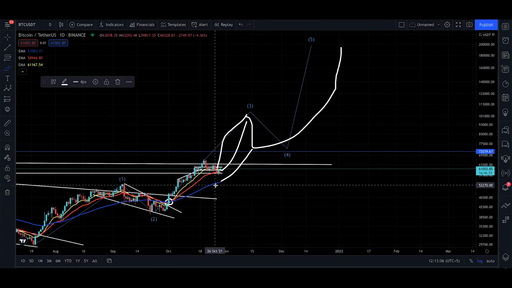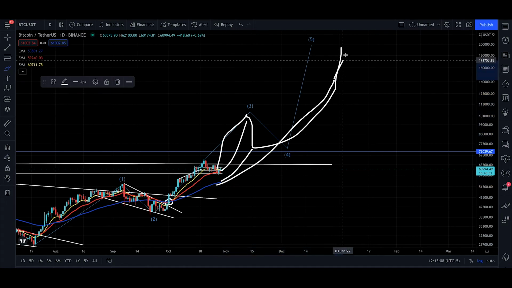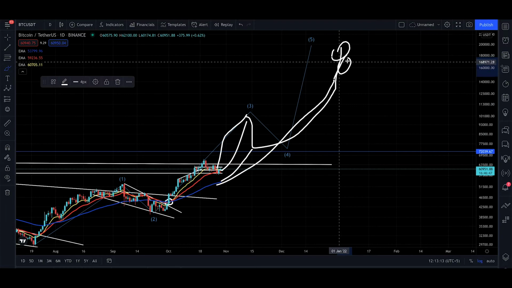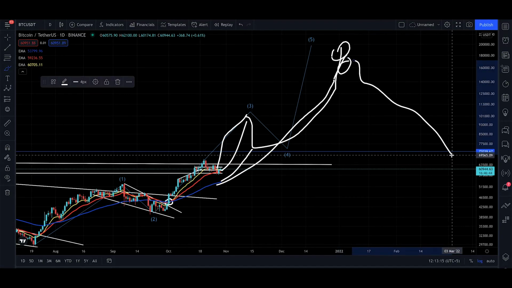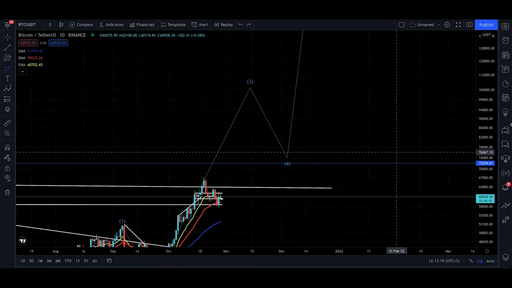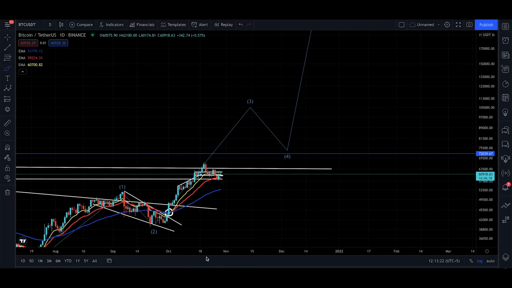Okay, you go to 200k, the blue line, which is the 55, it also follows up, and then you're going to lose the 10, you're going to lose the 20, you're going to lose the 55, and that's your bear market scenario. Okay, that's your bear market. You're going to go into maybe a multi-year bear market. Okay, and yeah, that's it for Bitcoin.